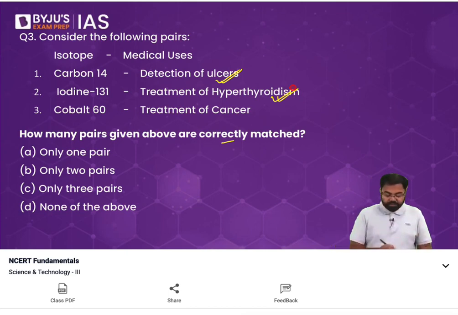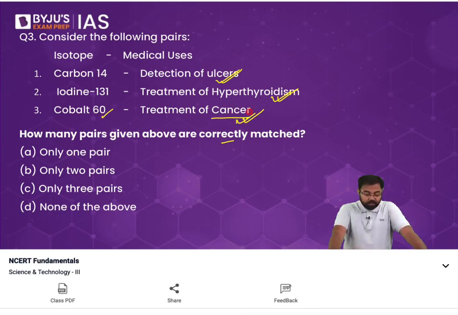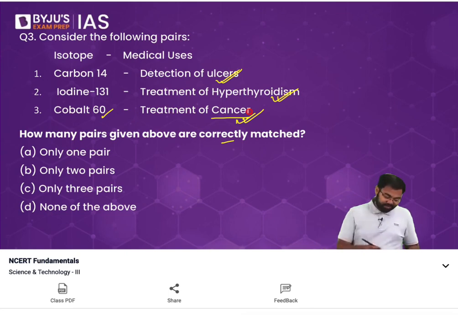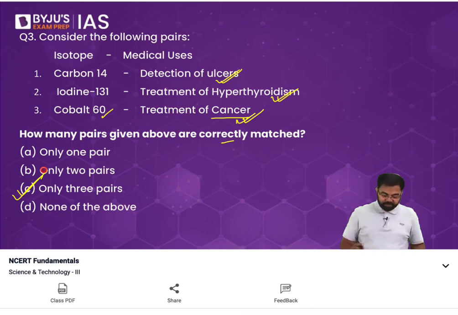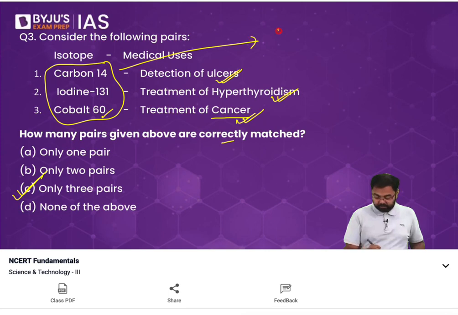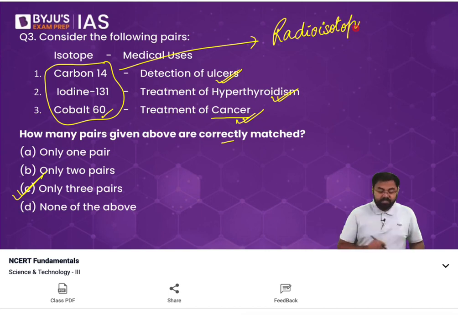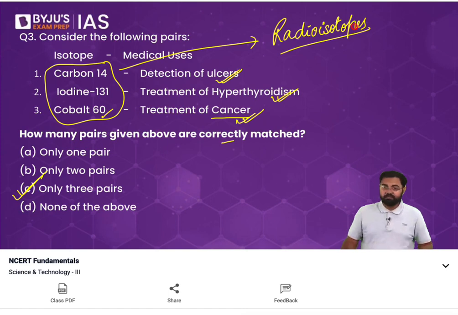And then you have cobalt 60 in the treatment of cancer. This is also correct. So cobalt 60 can be used in the treatment of cancer. So that's why all these three have been marked correctly. These all are possible with the help of these. And what are these? All these are radioisotopes, right? They are all radioactive material, and all of them have their own medical usage.